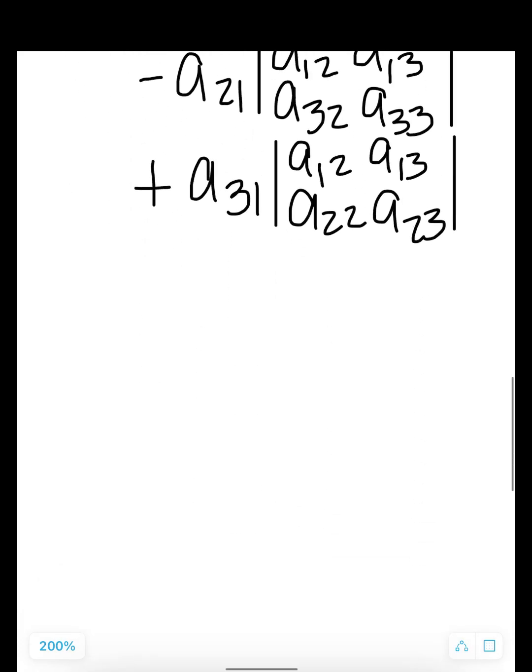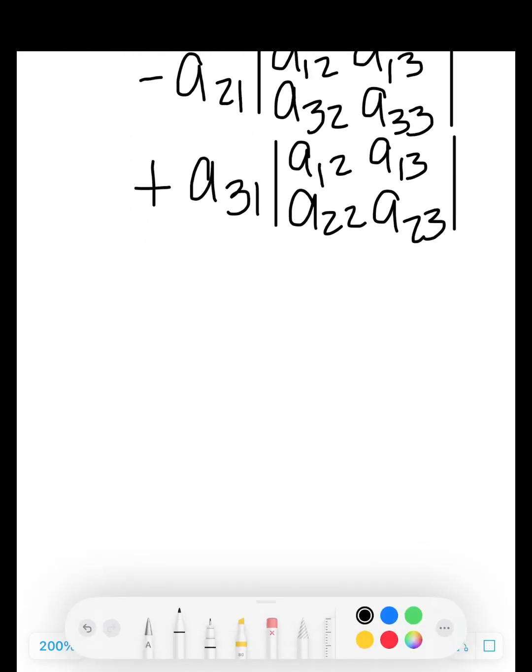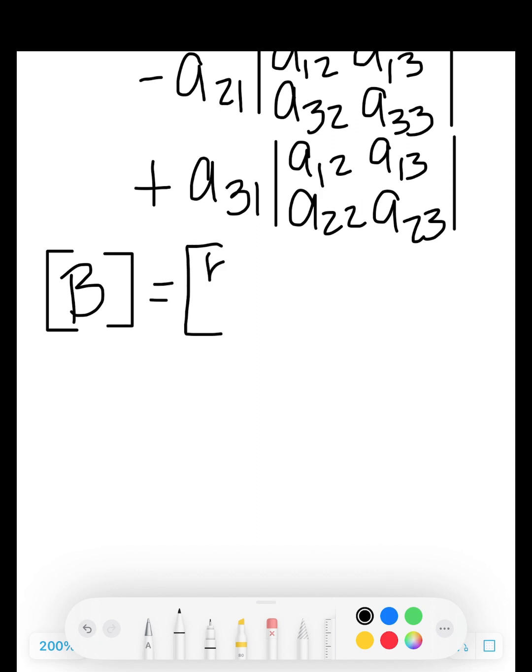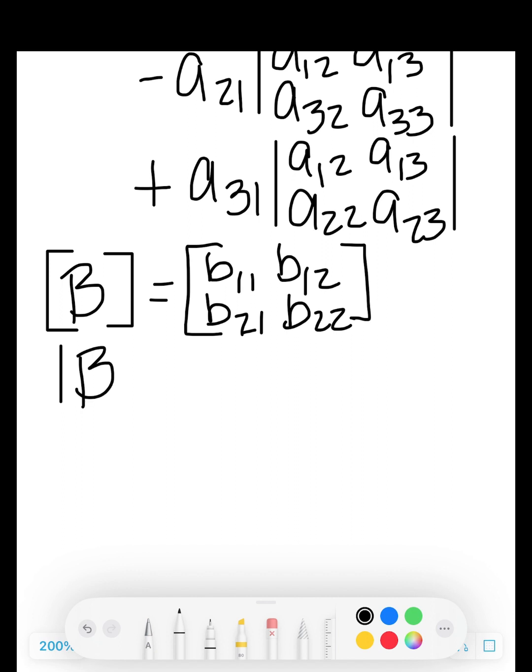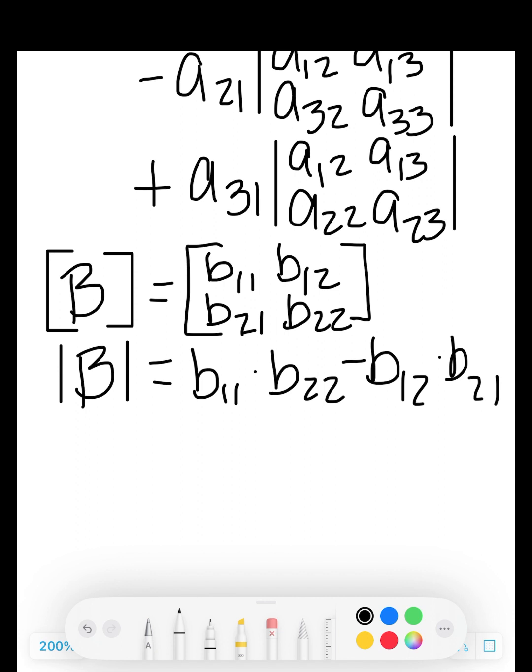Alright, now how do you find the determinant of a 2 by 2 matrix? Well, it's a lot easier. So if you have any matrix B, you have B11, B12, B21, B22. So the determinant of B is going to be B11 times B22 minus B12 times B21. So we're going to really multiply along those diagonals and then subtract.